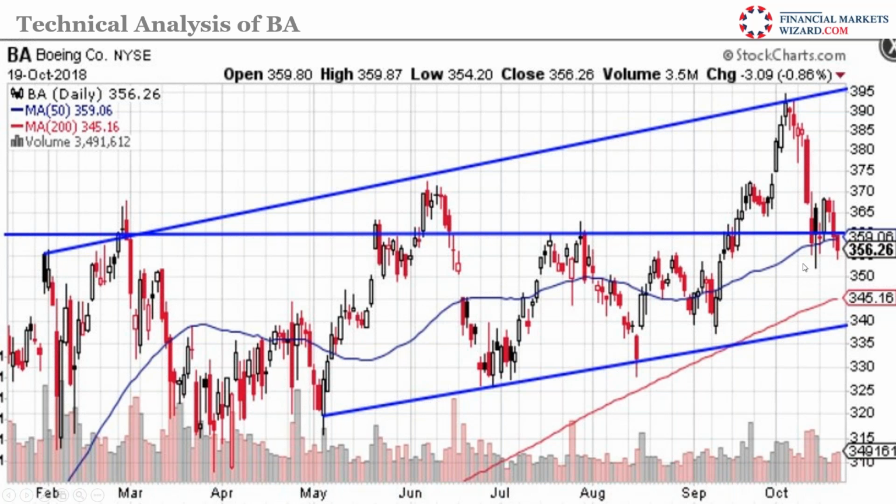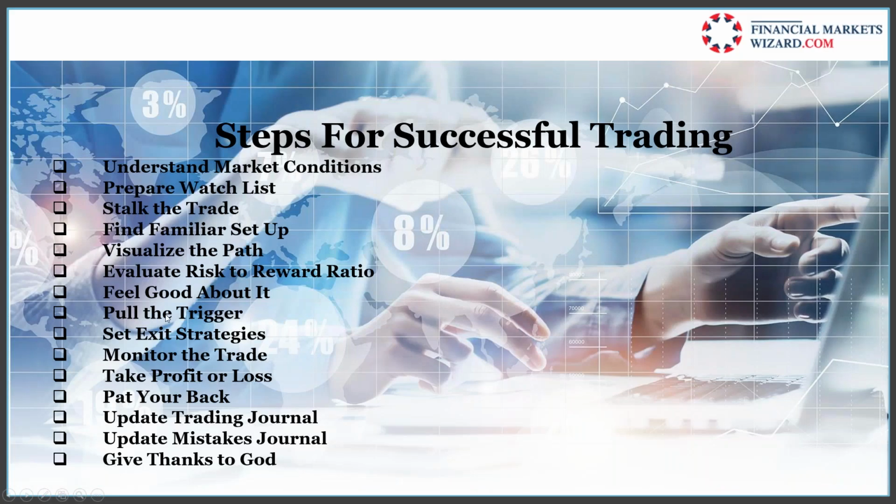So now my job is to go through these steps over the next few days. I'm at this stage: I prepared my watch list and I'm stalking the trade. Tomorrow or the day after, I'll see what Boeing is doing, find the familiar setup, and visualize the path. I already know the path, right? I already know that it's going to 200. So I will visualize it.